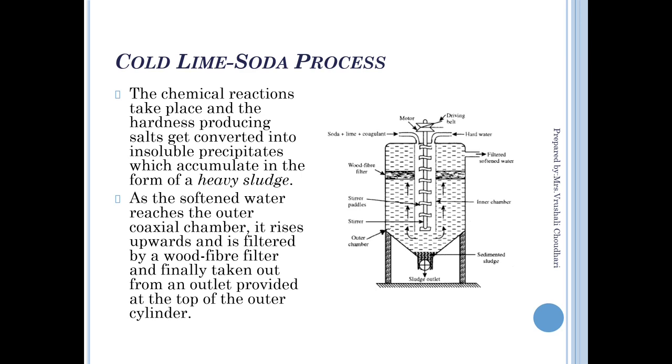As it is forming a precipitate, its weight is quite higher than water, so it is going to settle at the bottom, at the sludge outlet. It is removed by the sludge outlet, while the purified water, which is lighter, is removed from the upper outlet, that is filtered softer water through the wood fiber filter.